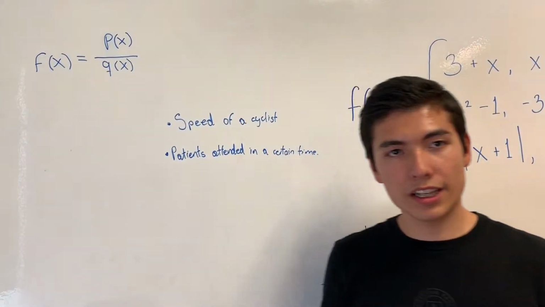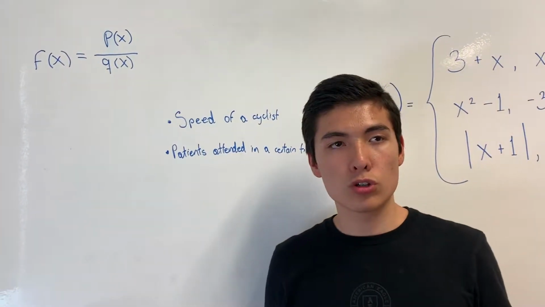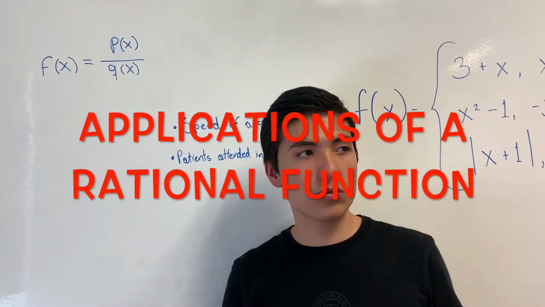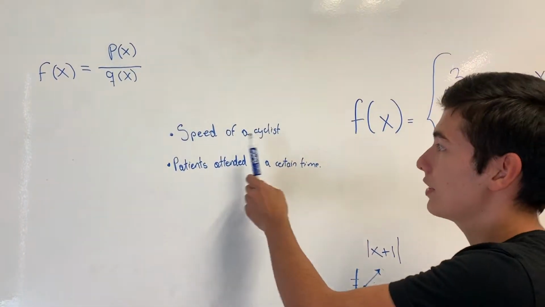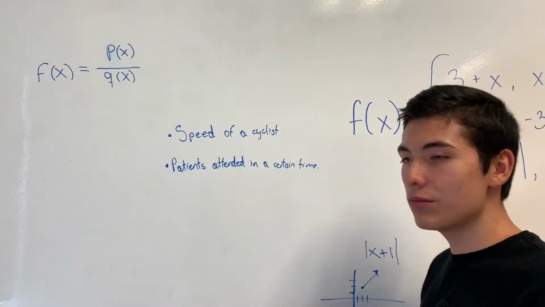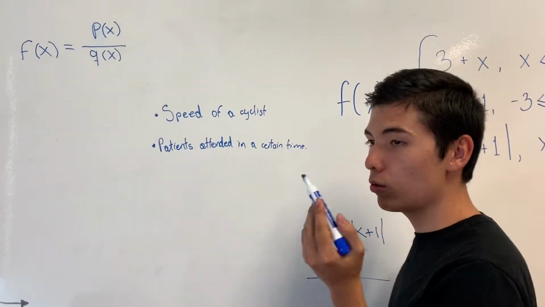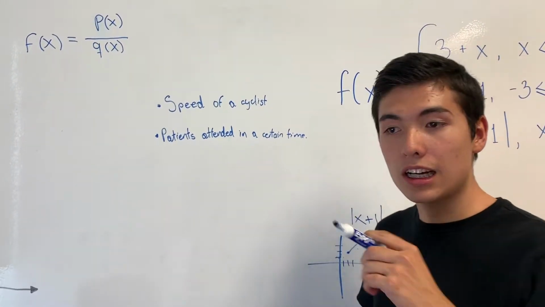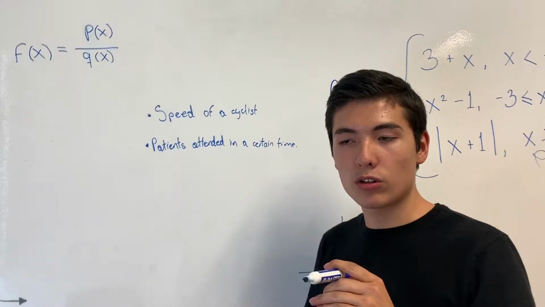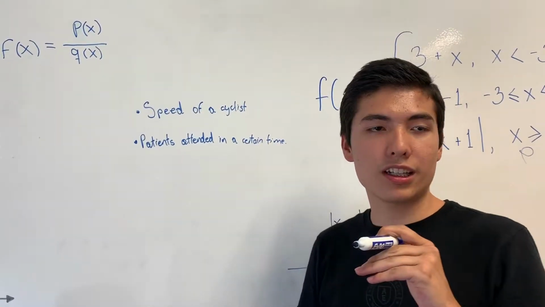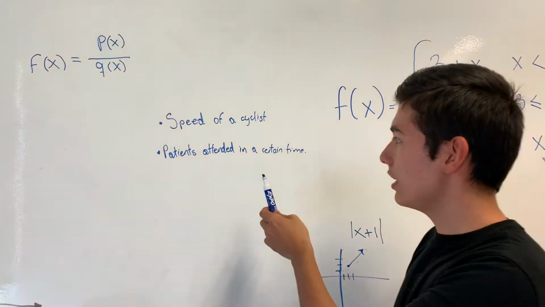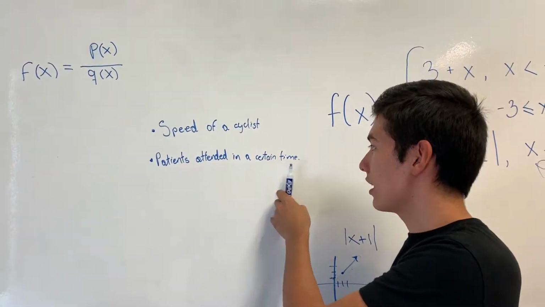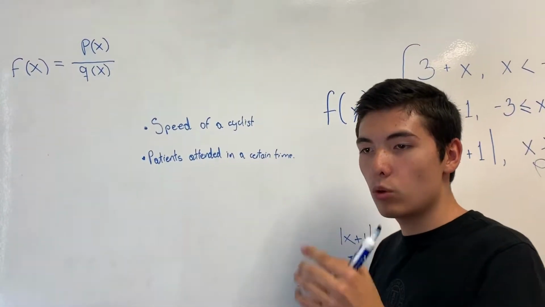I investigated and I'm going to show you two applications that you can use with rational functions. The first one is the speed of a cyclist on a road at a certain time. So in half an hour he makes, I don't know, 20 kilometers. In 1 hour he's going to make 40. And the patients attended in a hospital in a certain time, like in a 1 hour or 2 hour lapse.